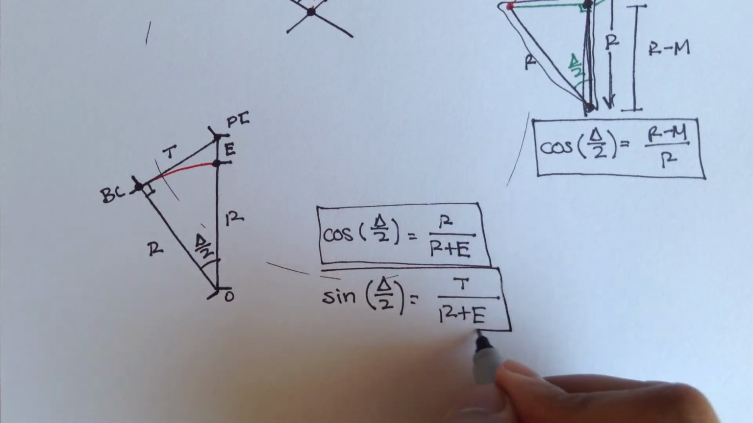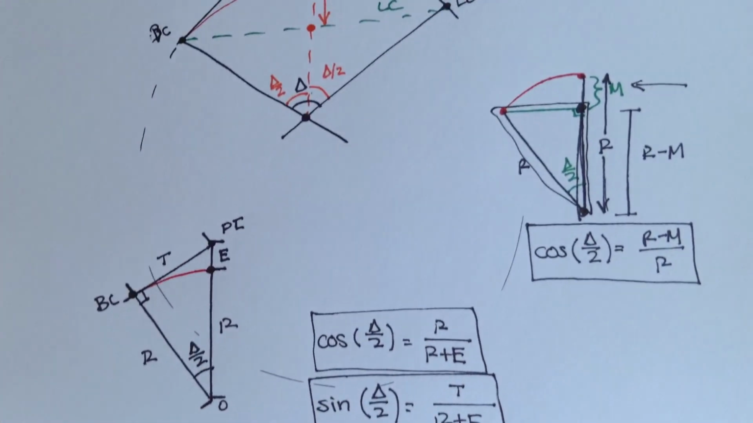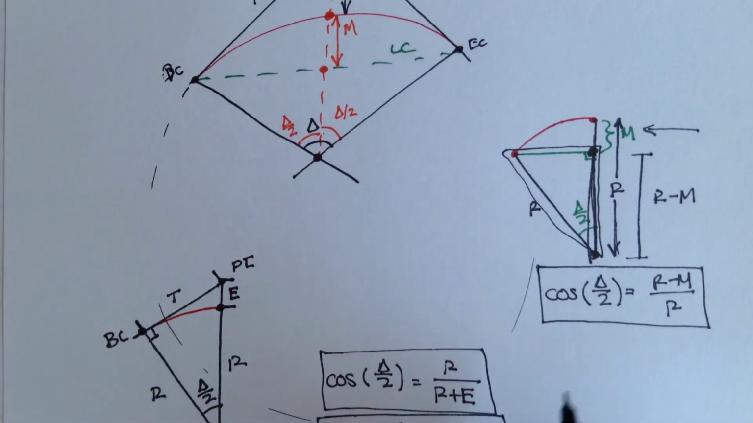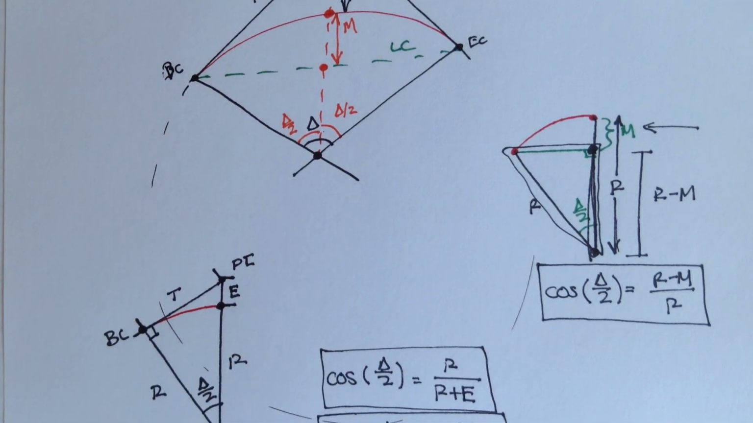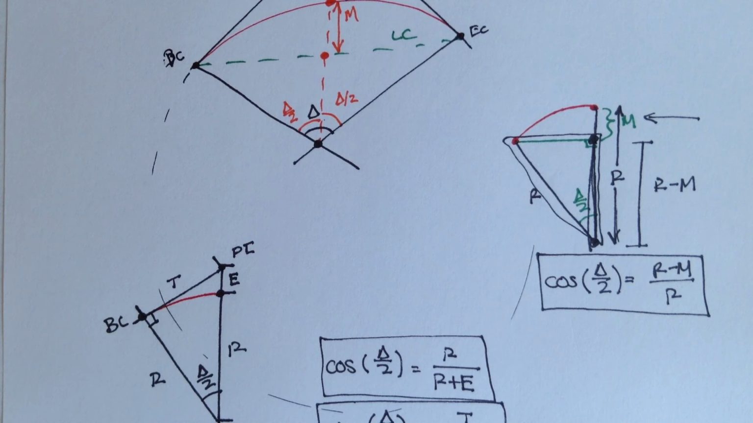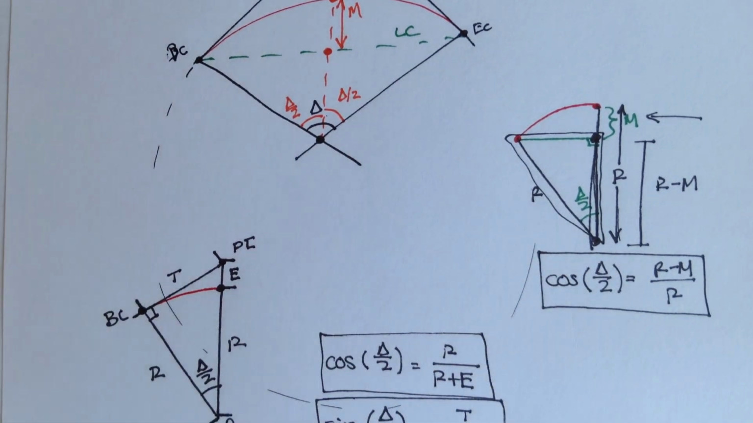Really, you only need two variables to figure out M and E. If you know the interior angle delta and you know the radius of the curve R, you can use those two values to figure out what the external distance and the middle ordinate are.